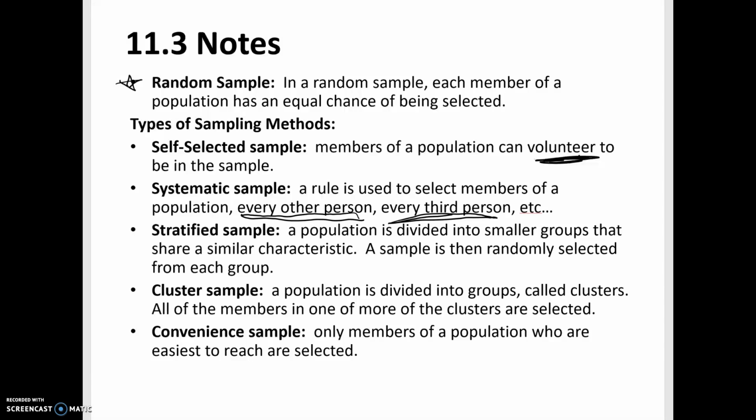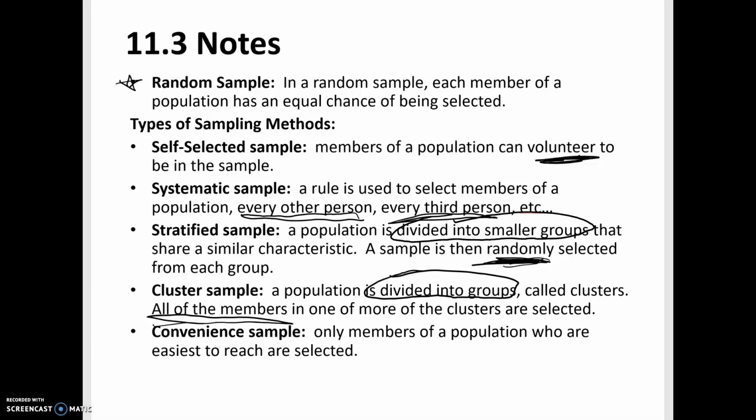Your stratified sample and your cluster sample, the next two, are often confused with each other because both of them require division into smaller groups. With a stratified sample, you start with your smaller groups and then you are randomly selecting from those groups. With a cluster sample, once you have it into groups, you're selecting all of the members of one or more of those clusters. So the biggest difference: stratified should say randomly, cluster will not.